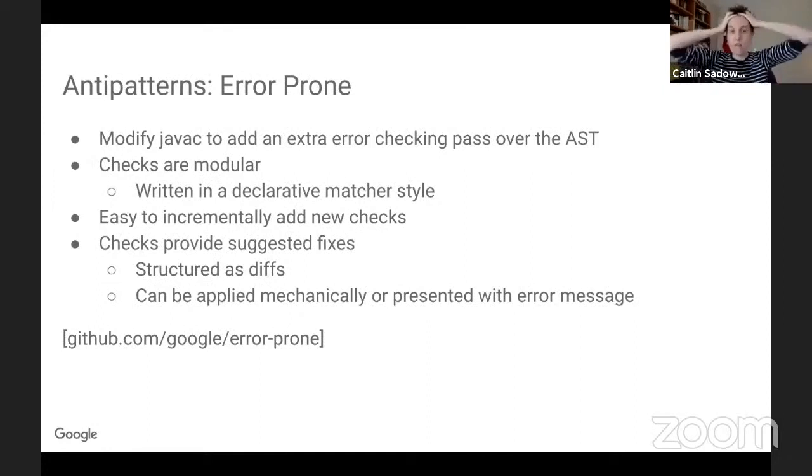So when you think about antipatterns, first, I talked about Error Prone a little bit earlier. This is a more traditional antipattern static analysis tool. Error Prone involves modifying javac to add an extra error checking pass over the AST. Checks are modular. They're written in a declarative matcher style. And it's really easy to incrementally add new checks.